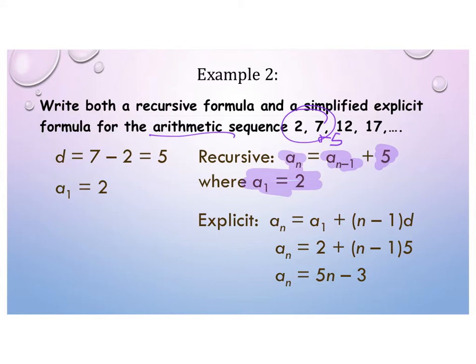Now for an explicit formula, remember I had a formula for that. I have a sub n is equal to a sub 1 plus n minus 1 times d. Now I have to simplify this. To simplify it, I'm going to have to distribute the 5, and I get 2 plus 5n minus 5. So that is 5n, and 2 minus 5 is minus 3. That's how I got this simplified explicit formula.